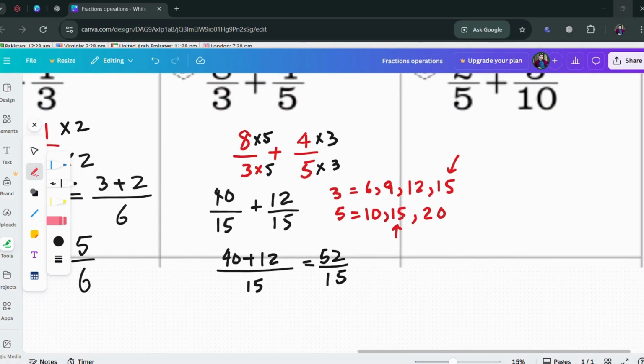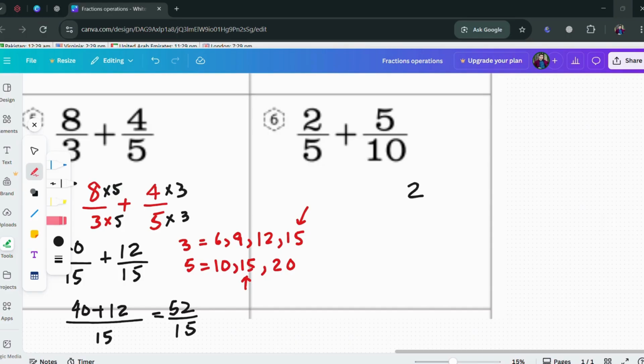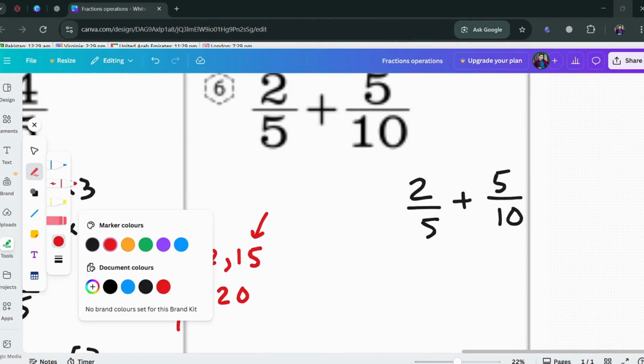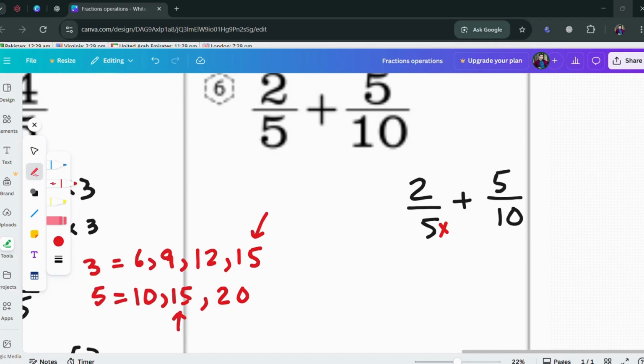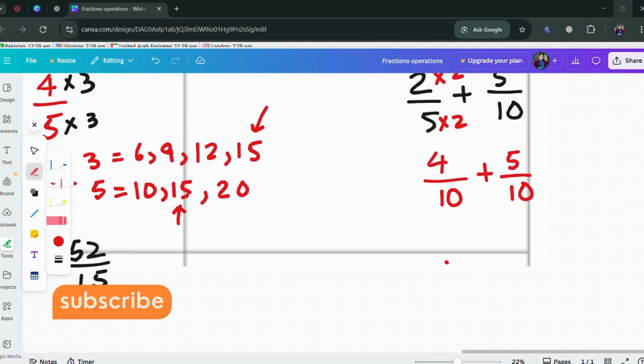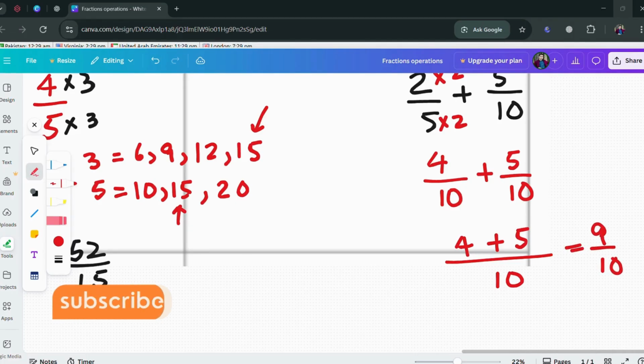Alright, so now I'm going to move towards the last question. That's question number 6. That's 2 over 5 plus 5 over 10. In order to solve this one, I have to find out the common denominator as well. So for this one I will multiply both the numerator and denominator with the 2. So I'm going to get 4 over 10 plus 5 over 10. So 10 will be common down there, plus 4 plus 5, that's 9 divided by 10.